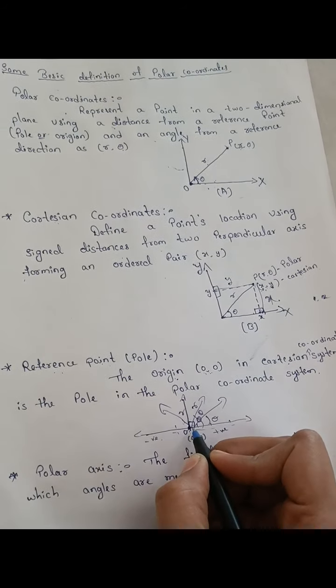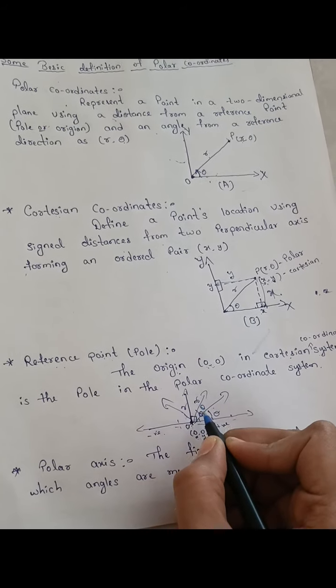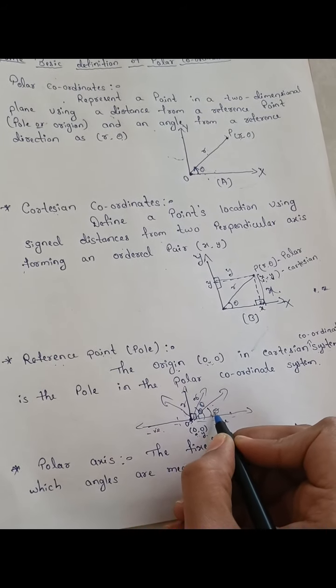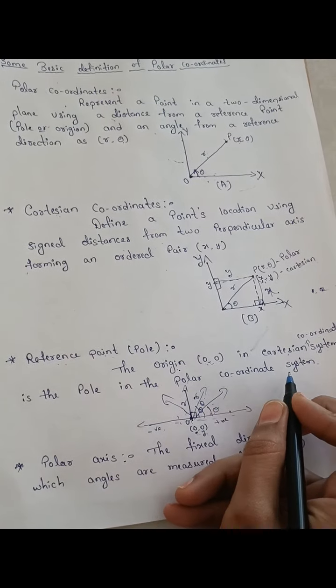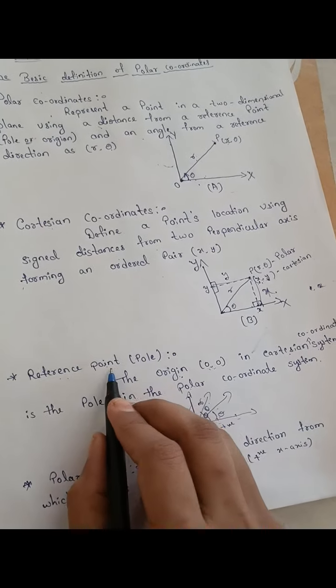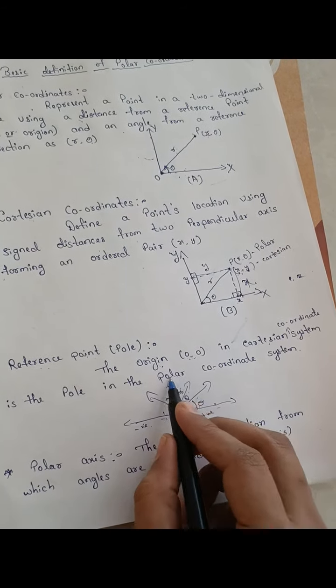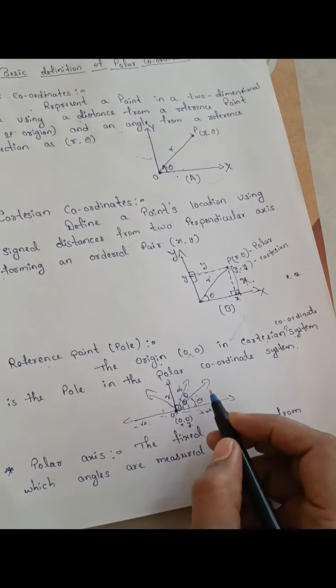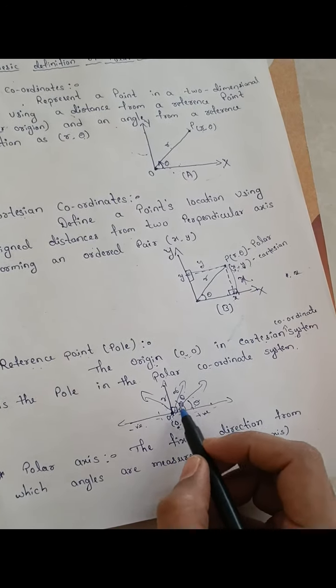From this origin form so many axes. It has a radius, distance, as well as the angle theta. So distance and angle means what? The polar coordinate system. So a point means a pole. A pole is in Cartesian form as well as in the polar coordinate system, as an ordered pair. So this is the pole.